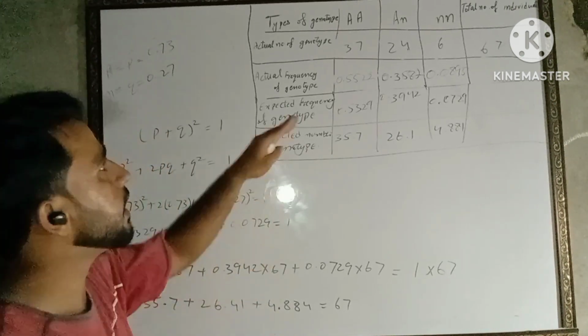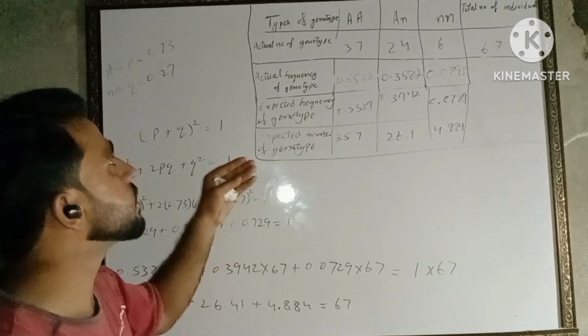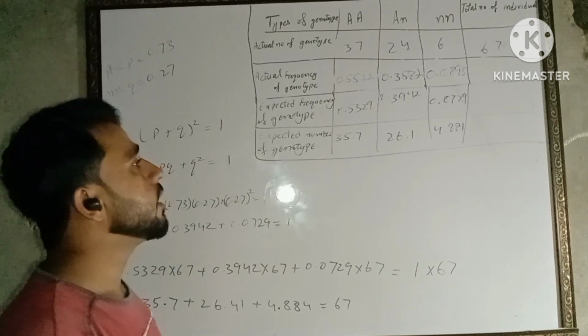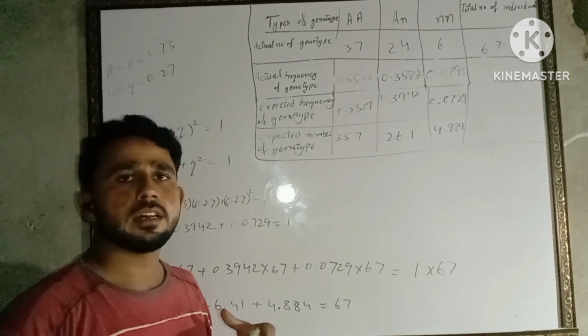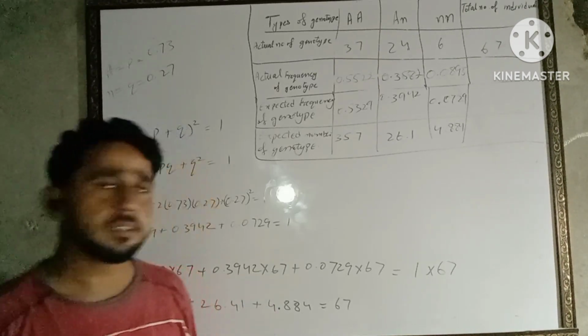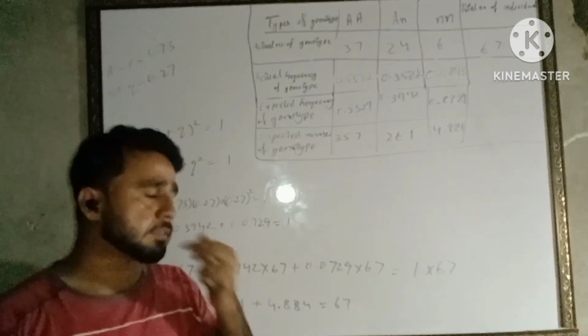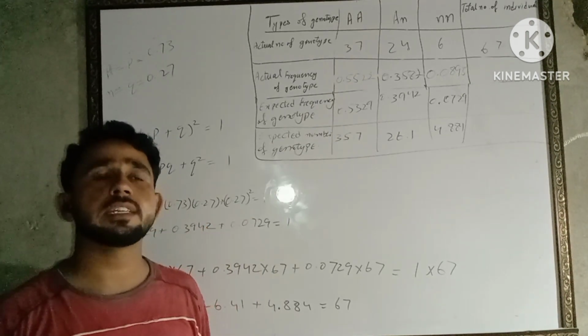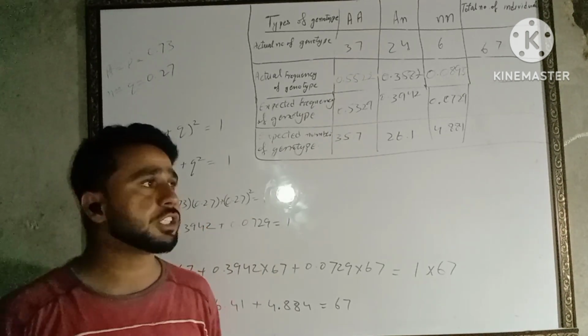Okay. If the answers are the same according to the actual frequency and the numbers, then it means the Hardy Weinberg equilibrium is satisfied. This whole lecture was about this question, in which we have found the expected number and the expected frequency of the genotype.